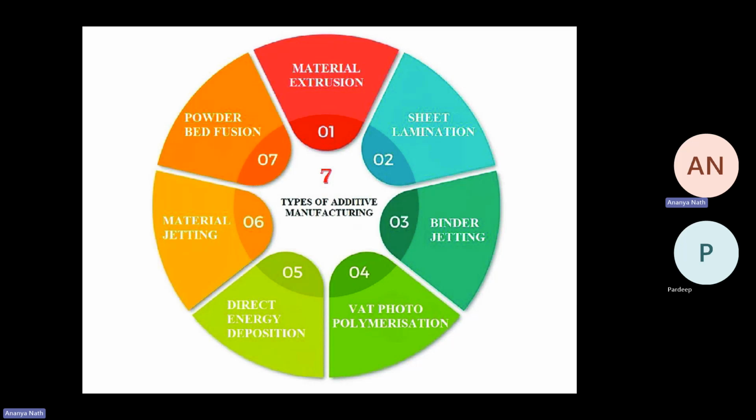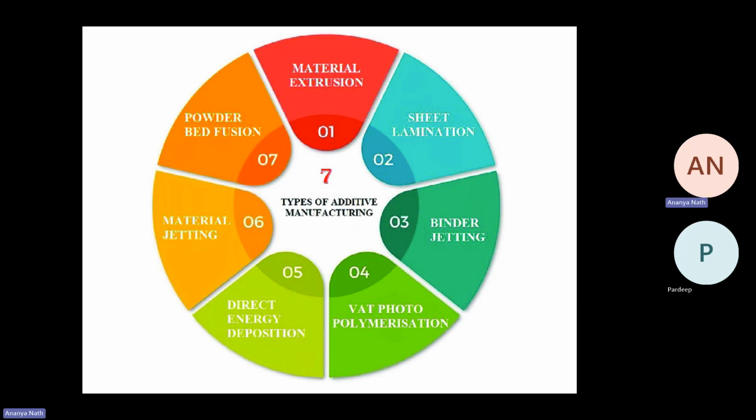In the case of other processes, vat photopolymerization also works with polymer, and it also produces very high surface finish parts. On the other hand, if I talk about metal, then powder bed fusion can produce the highest resolution metal parts with minimum feature size possible, with the highest level of accuracy, the most complex structures and everything.